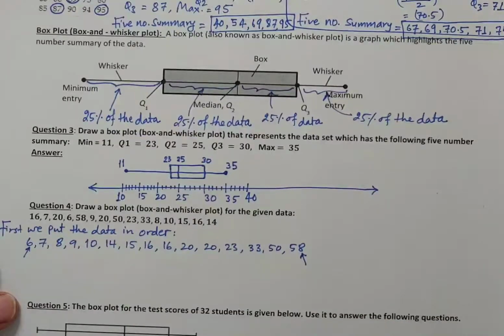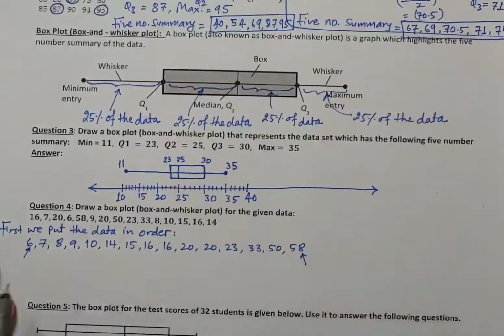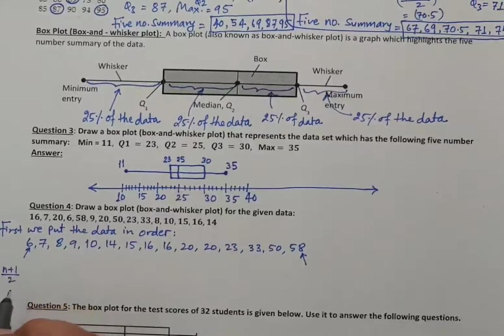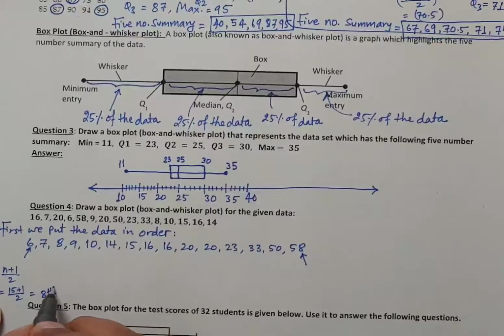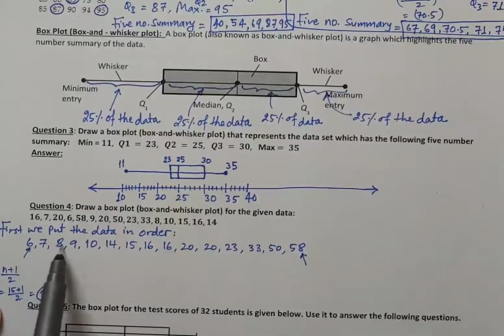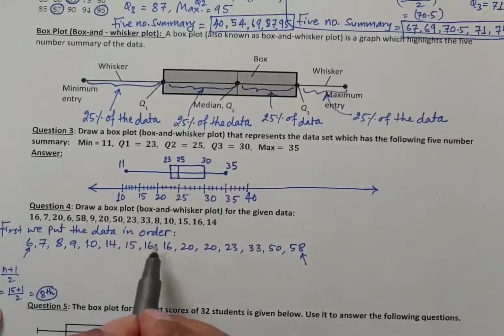And which number is in the middle? If there are 15 numbers, remember how we did the median? We did n plus 1 divide 2. So if there are 15, then 15 plus 1 divide 2, which is 16 divide 2, which is the 8th. This is the median, right? So let's count 1, 2, 3, 4, 5, 6, 7, 8th.